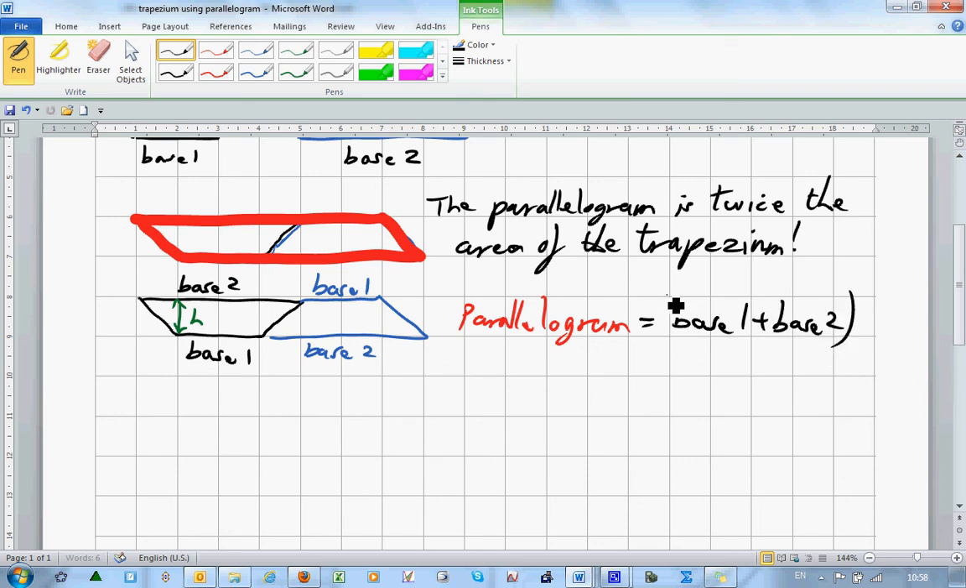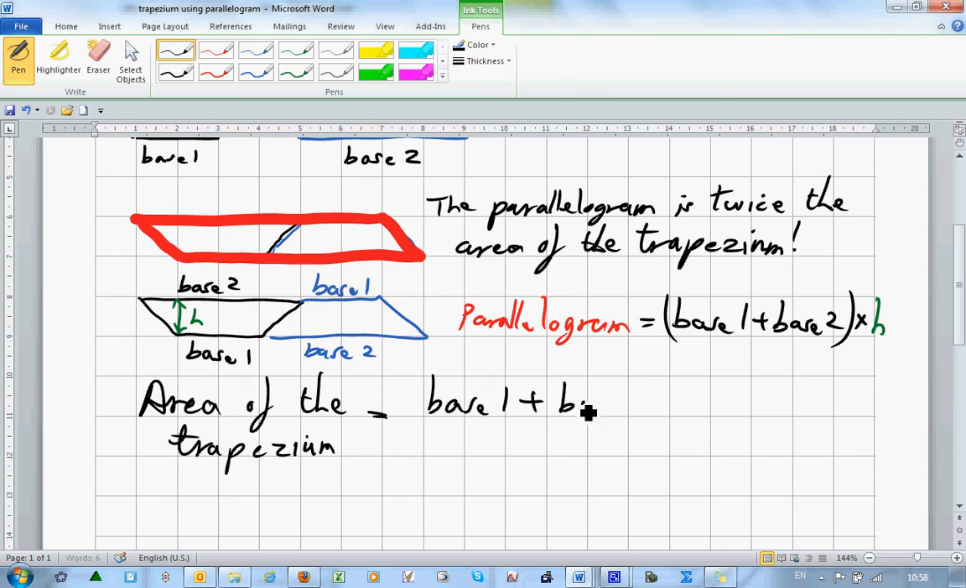Okay? But that's not the area of the trapezoid. So the area of the trapezium, trapezoid, whatever, must be equal to the parallelogram chopped in two. So it's base 1 plus base 2. Add those together, see what you get. Times that by your height. And once you've got that answer, don't forget to divide it by 2. There's your area of any trapezium. Ta-da! And that is done.